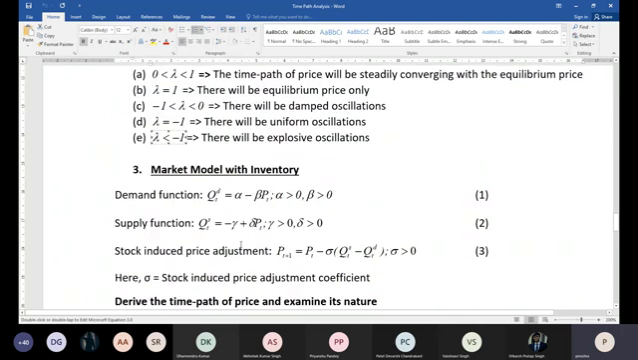Again, another possibility is inventory adjustment. I'm just giving some examples where I'm assuming that quantity demanded depends on current price, quantity supplied also depends on current price, but there may be inventory, meaning the market may not necessarily be in equilibrium. So either there would be excess supply or excess demand in the market, and depending on that, price may increase or decrease. Here I am assuming that if there is excess supply, then price will decrease. If there is excess demand, then price will go up. And this sigma is the coefficient of adjustment.